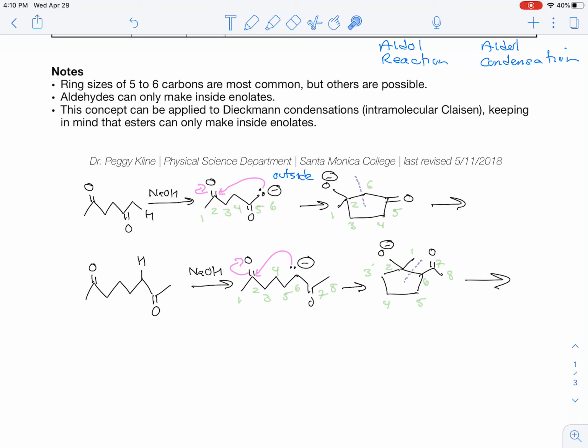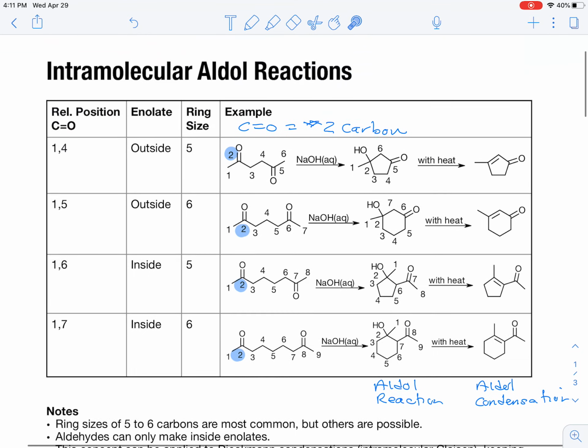So this technically has the option of a 3 or a 5-membered ring, and we see the 5-membered ring. This has an option of either the 5 or the 7, and we see more of the 5 than we do of the 7. So you're never going to have a choice between a 5 and a 6 because those are consecutive numbers.